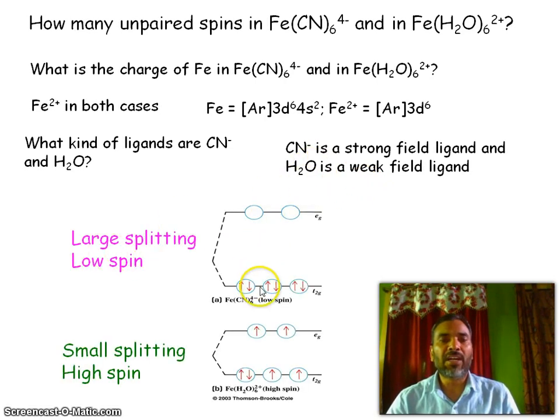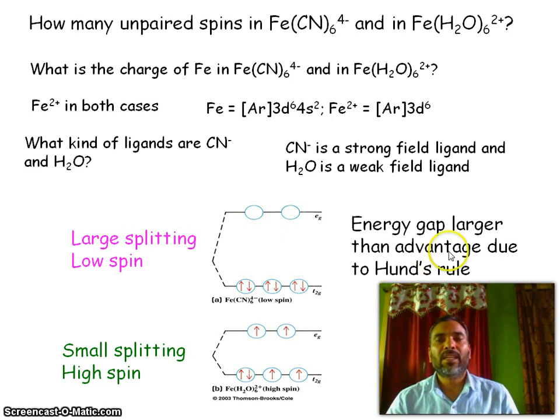Large splitting, just consider large splitting, pairing, low spin, pairing in case of CN. In the other case, not pairing. So this is diamagnetic and this one is paramagnetic. When the energy gap is larger than the advantage due to Hund's rule, pairing occurs. When the energy gap is small, Hund's rule applies.